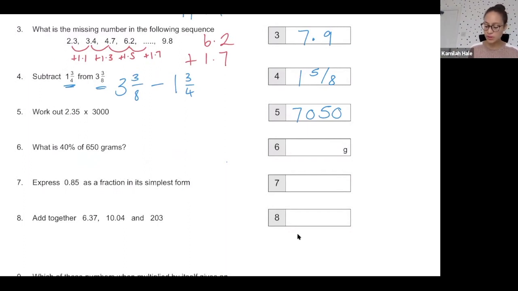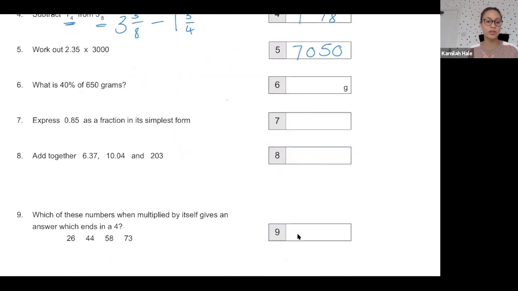Okay, 40%, what is 40% of 650 grams? Now be careful with percentages questions. This one's a straightforward one, just find 40% of 650 grams, but be careful because sometimes they say increase it by 40%, decrease it by 40%, and then you've got some operations to do. So 40% of 650. I'll do it on the board as well, but you can work it out on your own, or you can watch the board if you need some help.